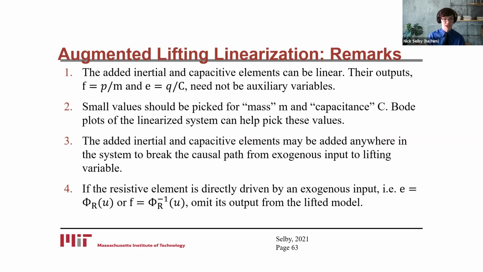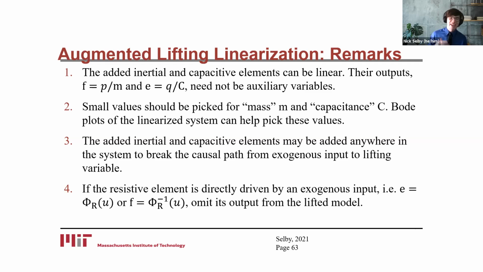Second, small values should be picked for mass M and capacitance C. Because this is changing the state dynamics of the system, right? This is changing things, and we don't want to change things too much. So we want whatever we're augmenting the system with to be small, such that it only helps the causality problem and doesn't actually affect the system dynamics. And you can use Bode plots of the linearized system to help pick these values.